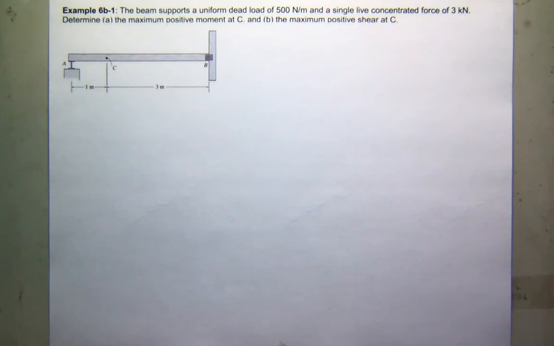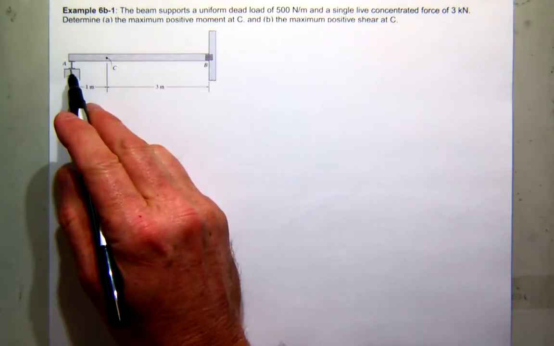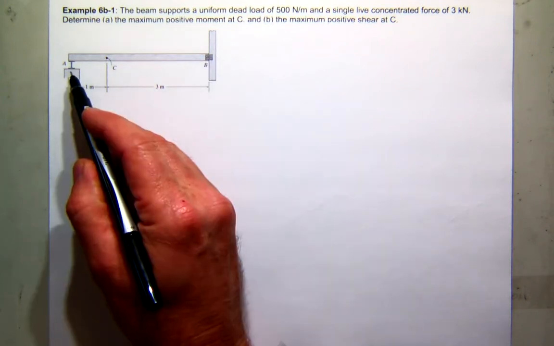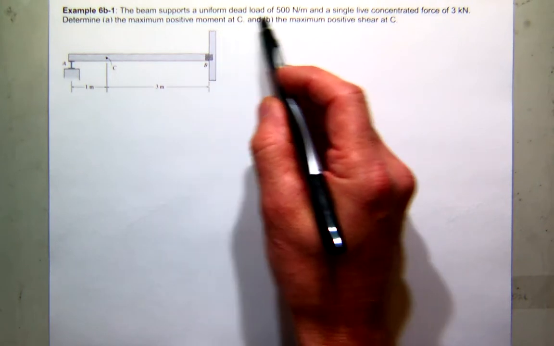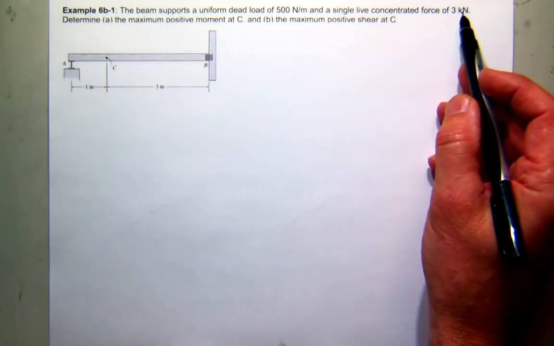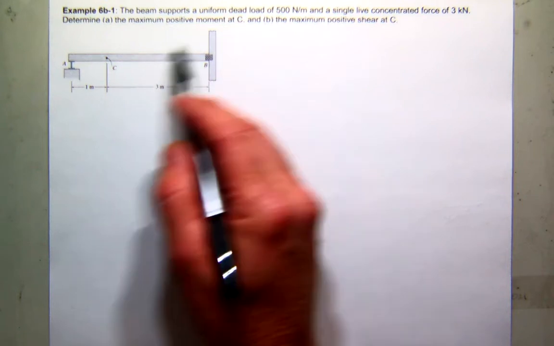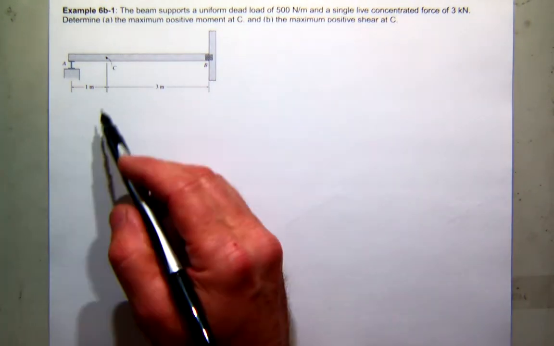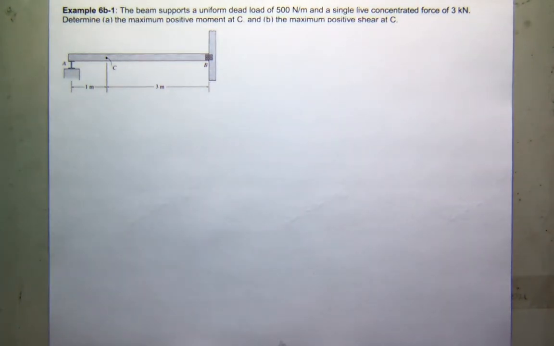So let's get started. On this particular problem, we have a beam. You can see it's going to be a pin connection here at B and a roller at A. And it has a dead load and a single live load. What we want to find first is the maximum positive moment at C. And then the second part of the problem will be the maximum shear at C. So both of those are going to require us to draw an influence line.